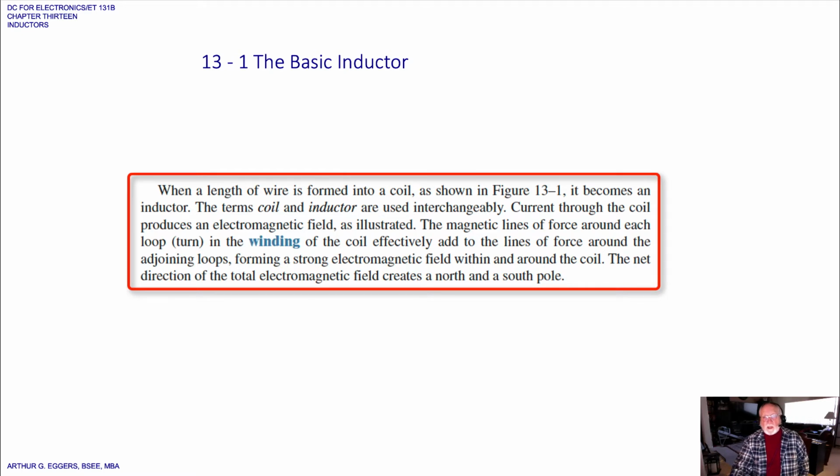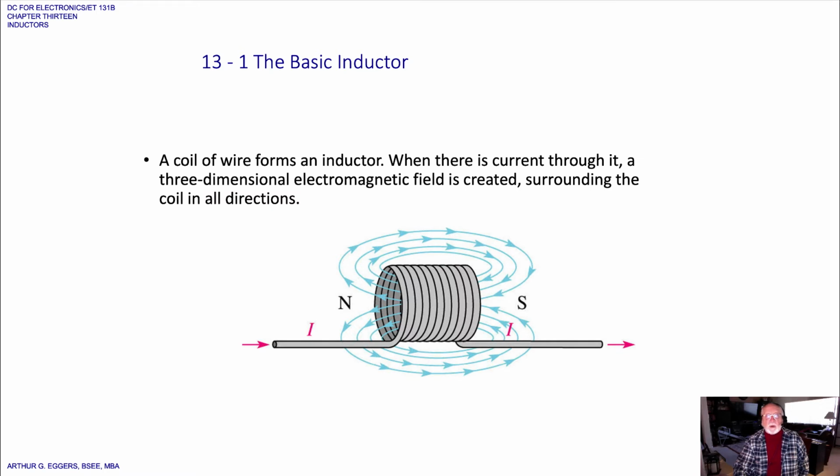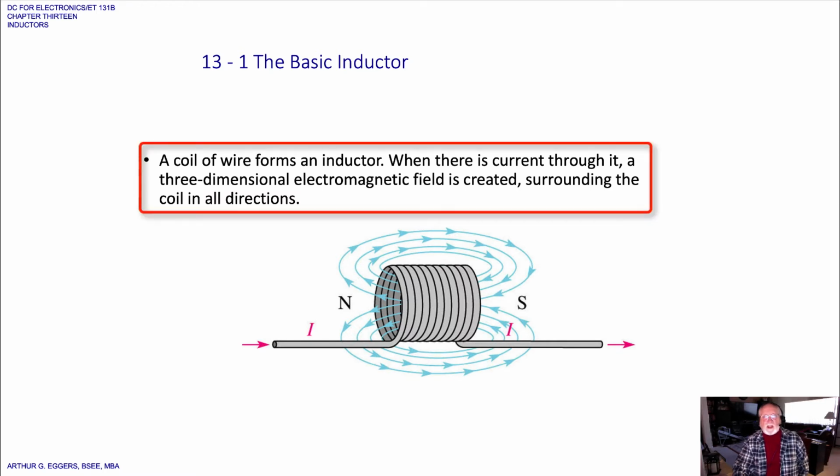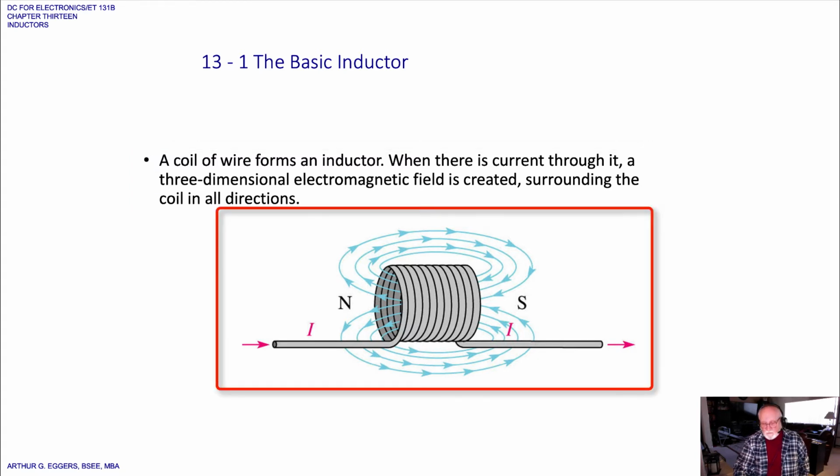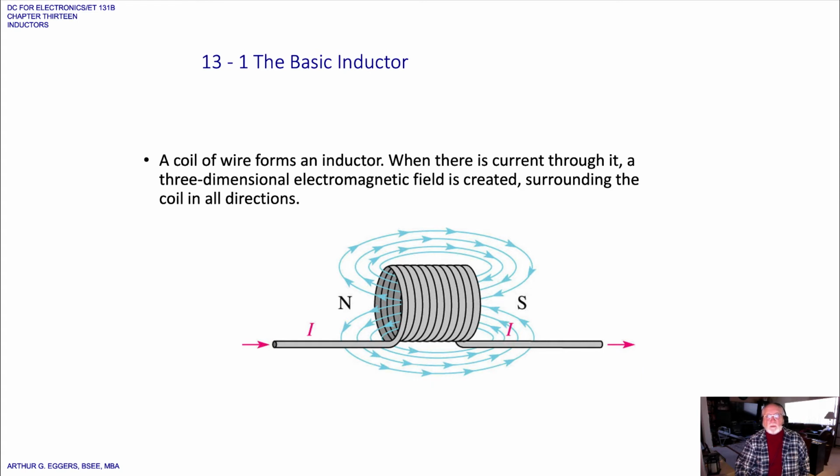Okay, so we're looking at a device. It's an energy storage device that uses electromagnetism. The net direction of the total electromagnetic field creates a north and a south pole. So you can see here the simple illustration of an inductor and the windings. And what this is showing you is as we add additional loops, the magnetic field and the lines of force that surround the coil in all directions multiply the strength of the inductor.